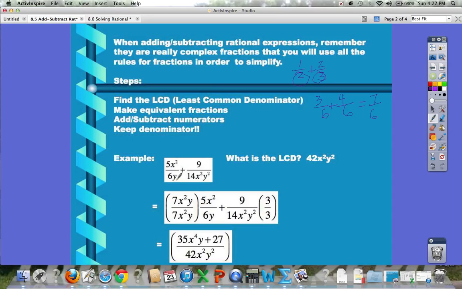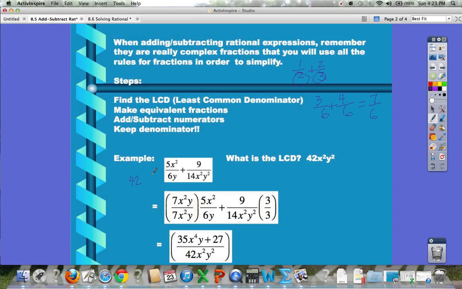All right, so we're looking at the denominators. We're adding and subtracting. We have 6y on the bottom and 14x squared y squared. That has to be the same exact thing, so we have to find the lowest common denominator between the two. Well, if we did 14 times 2, that's 28. 6 won't go into 28. 14 times 3 is 42, and 6 will go into 42. So we know 42 has to be it.